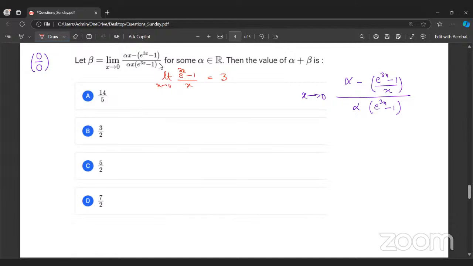First of all, just check the denominator. Where is your denominator tending to? 0. Great. If it is a finite value, the denominator is tending to 0, e raised to 0 minus 1. E raised to 0 is 1, and 1 minus 1 is 0. So where should your numerator tend to? 0, sir. Great, 0.